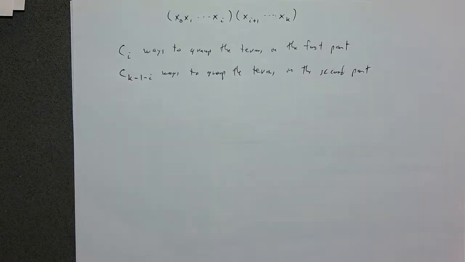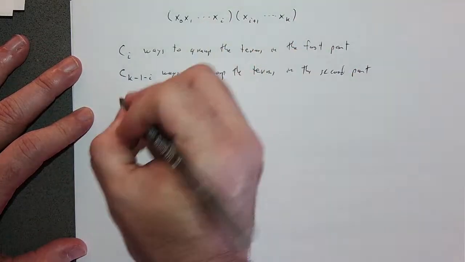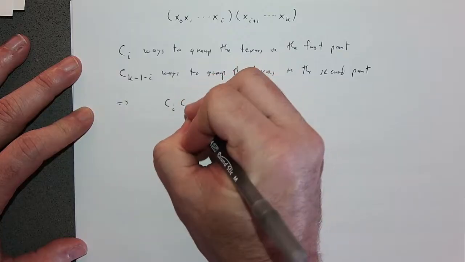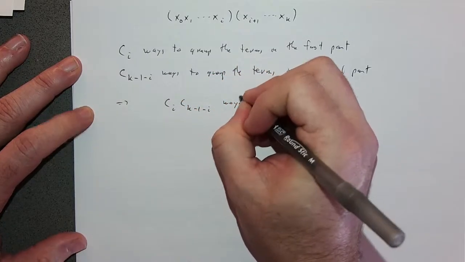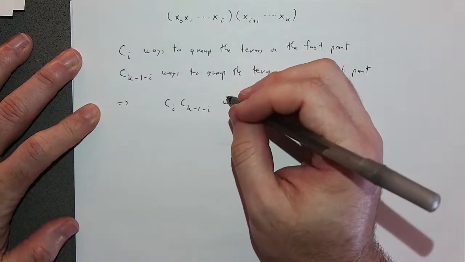So using our product rule, we're doing this in sequence. So this means there are C sub I times C sub k minus 1 minus I ways to group the remaining terms.